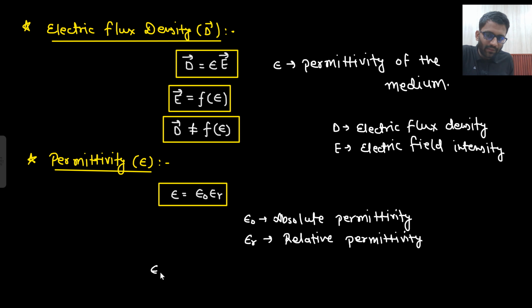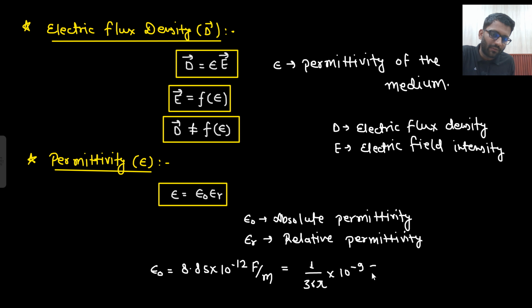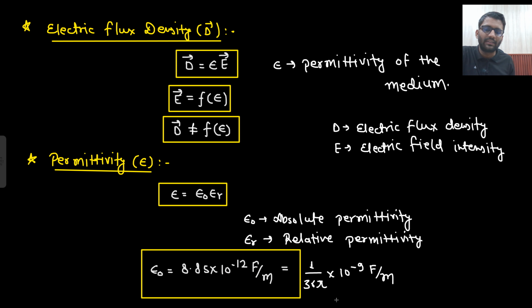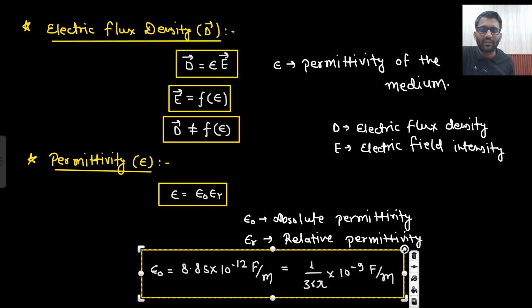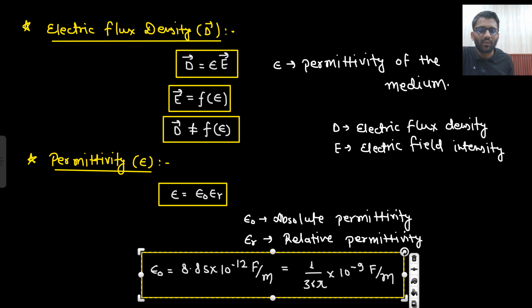Now there is a certain value of epsilon naught, that is 8.85 times 10 to the power minus 12 farad per meter, or it can be equal to 1 by 36 pi times 10 to the power minus 9 farad per meter. Unit is farad per meter. This data might be given in the examination if they are asking a question, but at least you should remember the value of epsilon naught. So this was your epsilon naught.